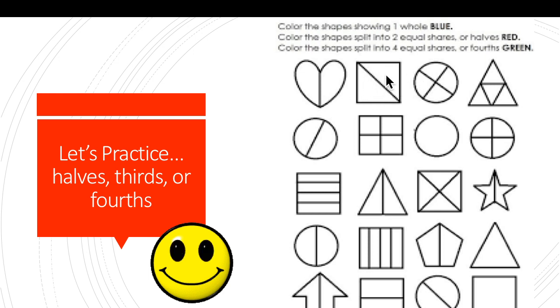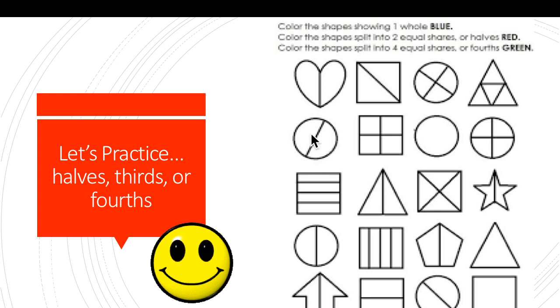This square is divided into two parts. What do we call them? Again, we call them halves. This circle is divided into one, two, three, four parts. What do we call four equal parts? Fourths. This triangle is divided into four equal parts. One, two, three, four. What do we call four equal parts? We call them fourths. Now look at this one.